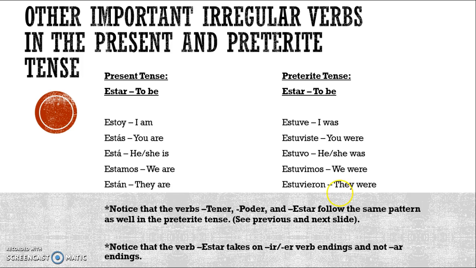And then estar, which means to be as well. Estuve, estuviste, estuvo, estuvimos, estuvieron. Now note, just a little side note, the verb estar, it's an AR verb, but it takes on IR and ER endings. That's just one of those irregular verbs that do that.